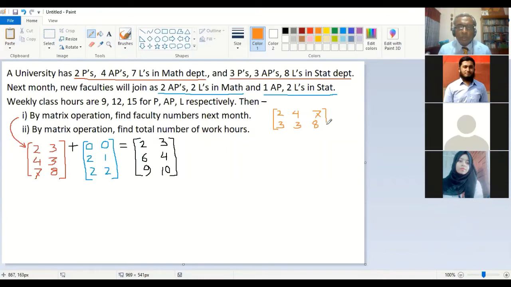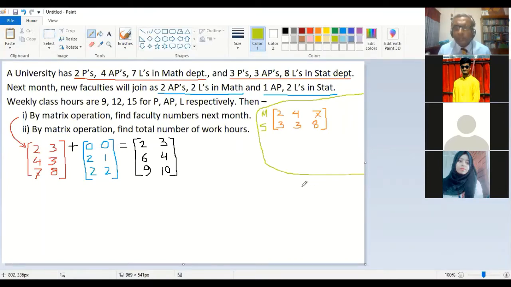So we are continuing. My question is, if someone starts writing the matrix like this, that is, first row is math department and second row is stat department, and he or she wants to solve the problem like this, what do you think? Will it be all right or will it be wrong? All right, sir. It will be all right as long as they also fix the second matrix. Okay, good answer. So it is possible that someone will answer the question like this, and the condition is the second matrix also has to be in the same way. Very good.